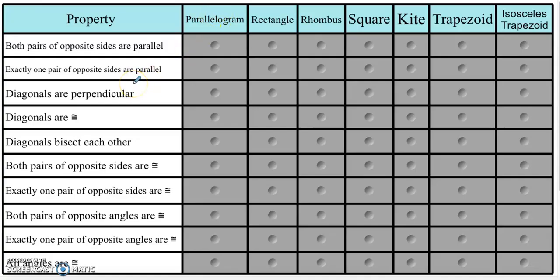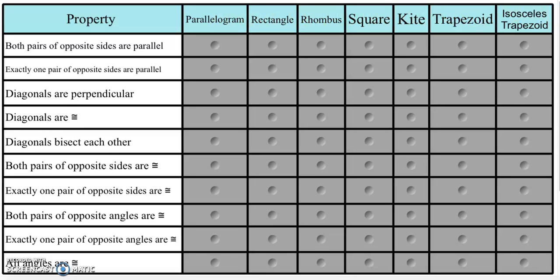So here's the quadrilateral chart of fun. You'll notice going down the chart are properties of quadrilaterals. So both pairs of opposite sides parallel, exactly one pair of opposite sides parallel. Diagonals are perpendicular. Diagonals are congruent. That's a tricky one. Diagonals bisect each other. Both pairs of opposite sides congruent. One pair of opposite sides congruent. Both pairs of opposite angles congruent. One pair of opposite angles congruent. And all angles are congruent. And then our quadrilaterals that we have are parallelogram, rectangle, rhombus, square, kite, trapezoid, and isosceles trapezoid.